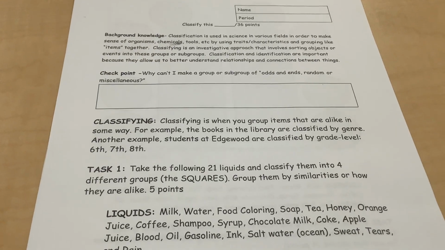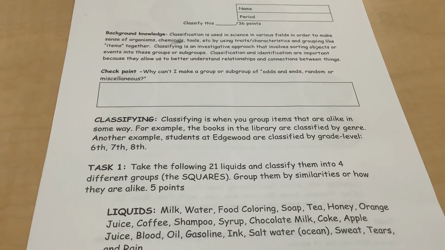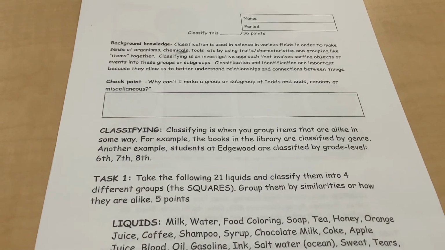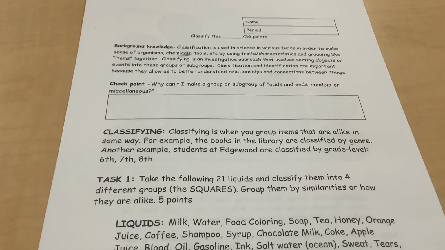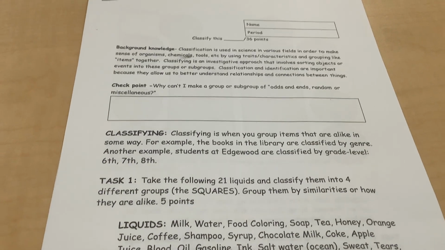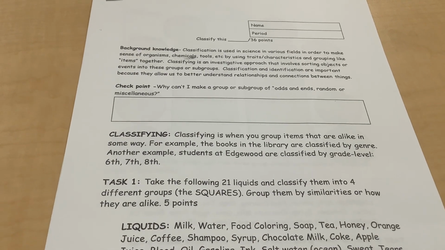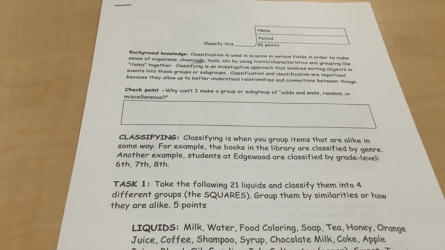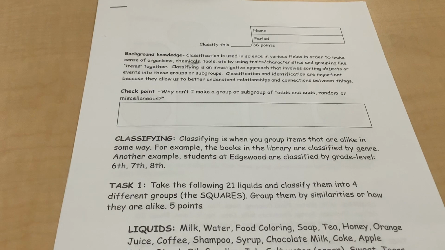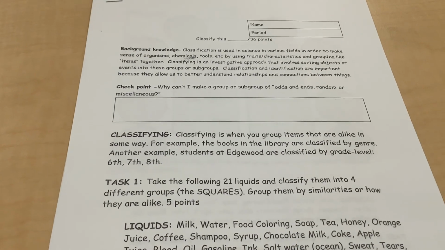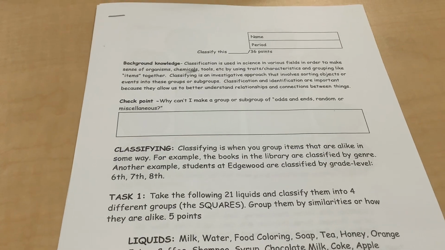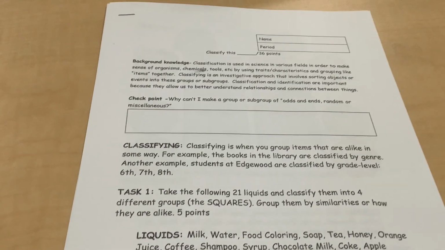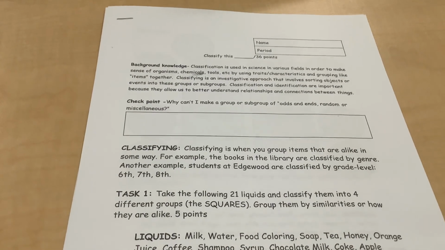Today you're going to work on the activity called Classify This. So we know that classification is one of our science skills, which is grouping a variety of objects into different groups based on only one characteristic or trait. Keep that in mind. It allows us to understand the relationships between the objects or the data a lot better when we group them.